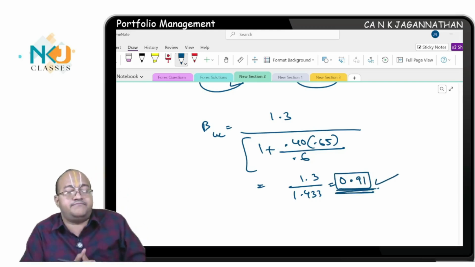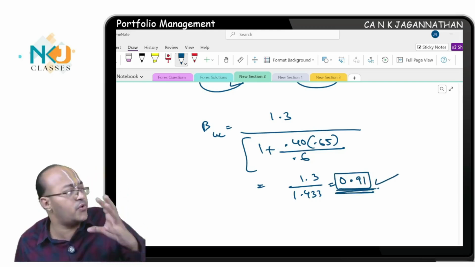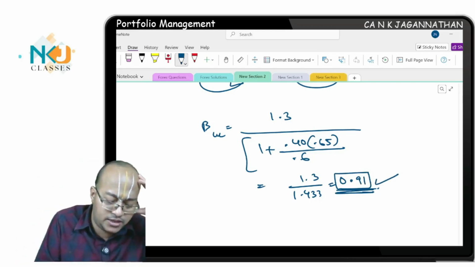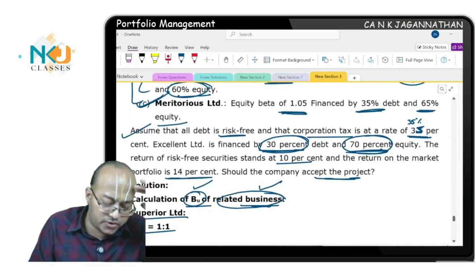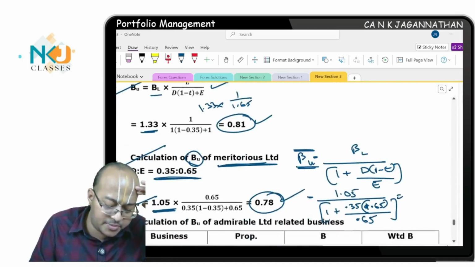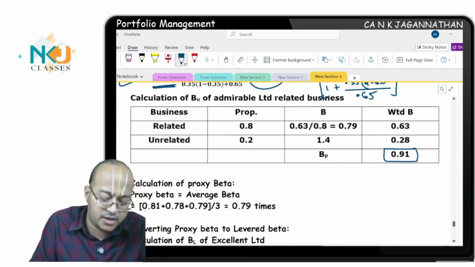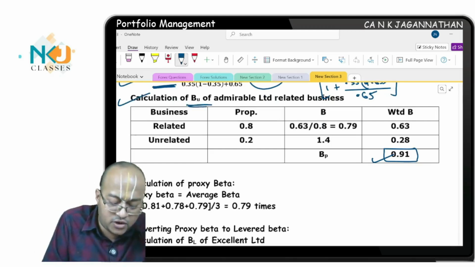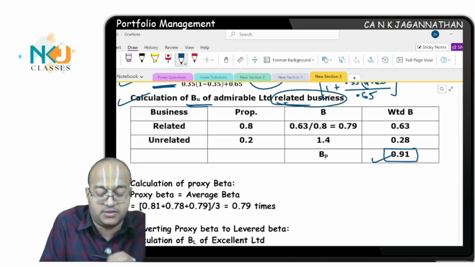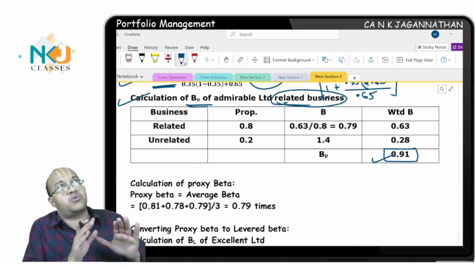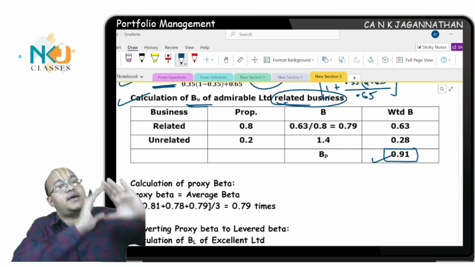Are you all understanding? This is the overall portfolio's asset beta. This 0.91 is there, right? Yes. Now, this is the overall portfolio's asset beta. Now what do we do? Related business you need to convert, correct? Now see what is happening. This is the weighted beta. We got it as 0.91. Now what do you do? Calculation of beta unlevered of Admirable Limited's related business. This 0.91 is the unlevered beta of the entire company.